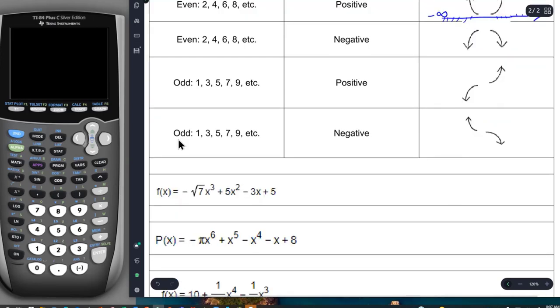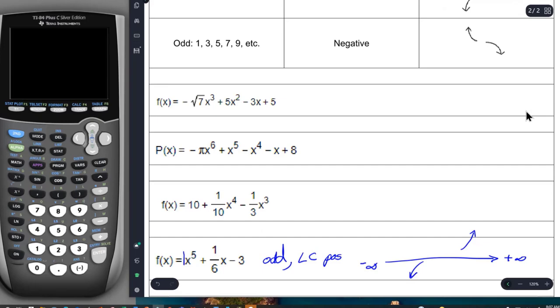And if the degree of the polynomial, the highest power, is an odd number, but the leading coefficient or leading term is negative, then these switch. Your graph on the edges will go up on the left and down on the right. So here we have an odd degree and a negative leading coefficient.